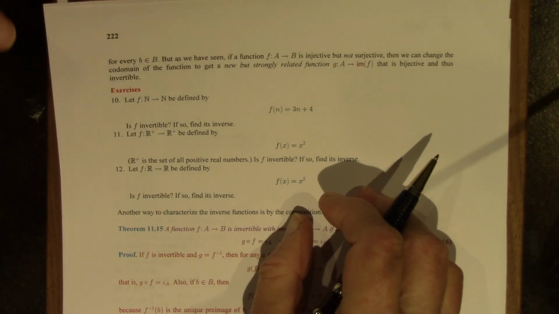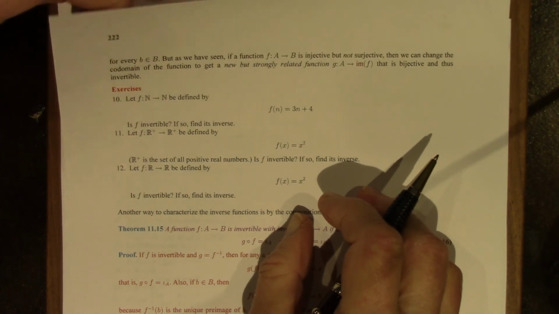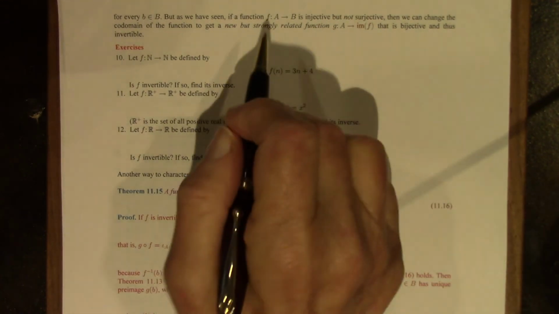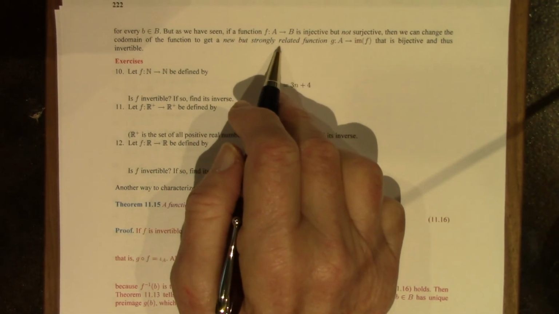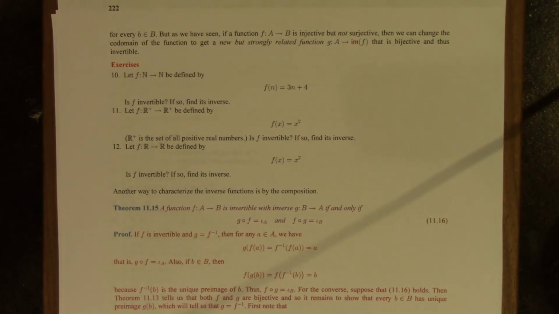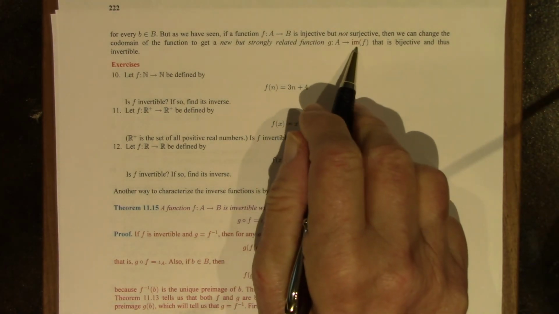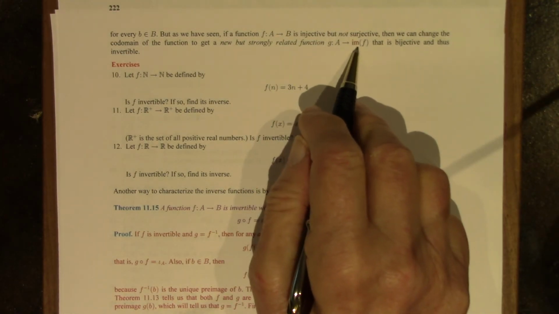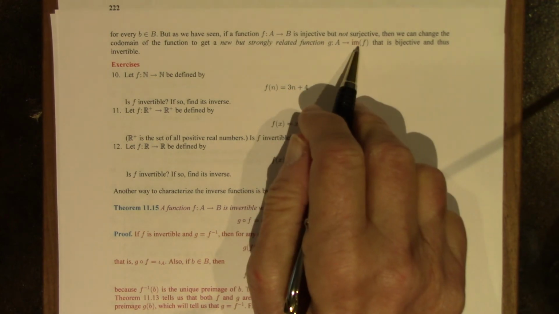Now, of course, we can do something we discussed earlier. If you have a function F from A to B that's injective but not surjective, we can change the codomain to get a new function, but of course very closely related to the original one, that is now surjective. We drop the codomain down to the image. That's now bijective, and so it is invertible.